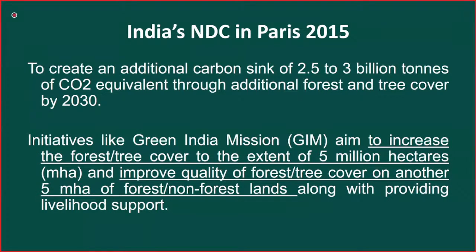And the means through which, or the numbers that they had portrayed as to how this was going to be done, is increase forest cover to the extent of 5 million hectares and improve the quality of forest or tree cover in another 5 million hectares of forest. So that's roughly the two mechanisms. You have some standing forest, you're going to improve 5 million hectares of that standing forest, and you don't have forest in 5 million hectares which you're going to somehow plant or regenerate or reforest, and sequester a certain part of this 2.5 billion or 3 billion tons that you have committed to.